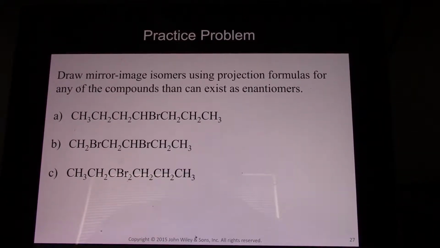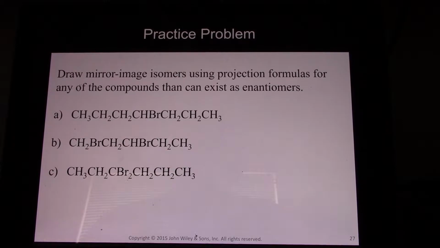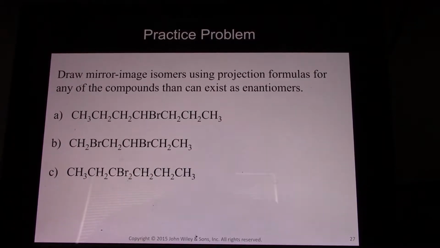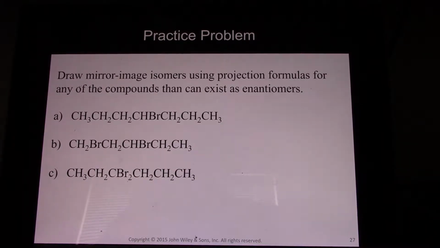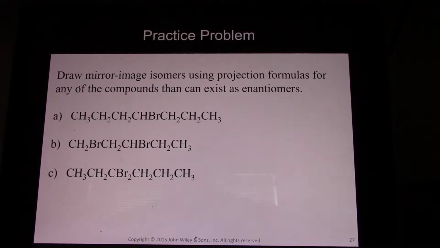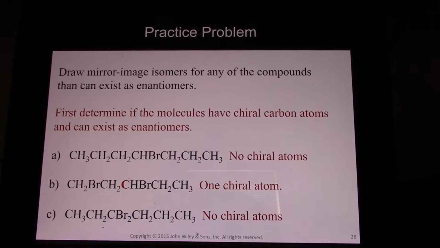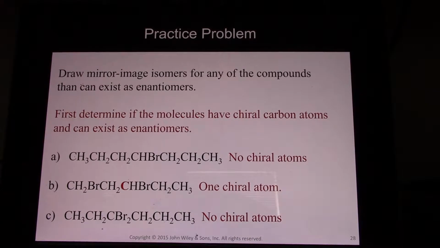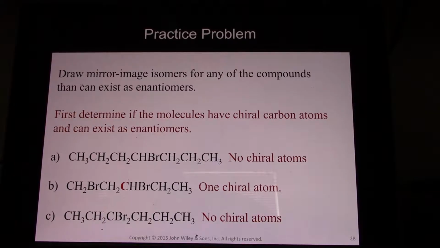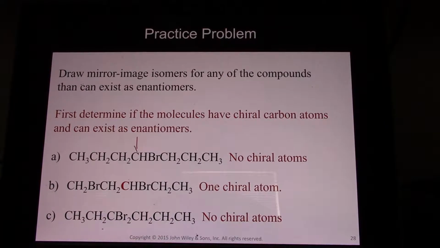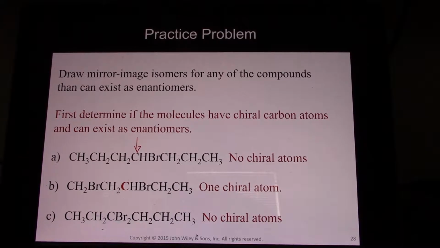Draw mirror image isomers using projection formulas for any of the compounds that can exist as enantiomers. Let's look at that first compound. No chiral carbons. This carbon has 3 hydrogens, this has 2, this one has 2. We'll get back to this middle one because that's our best contender so far. This one has 2, this one has 2, and the last one has 3.